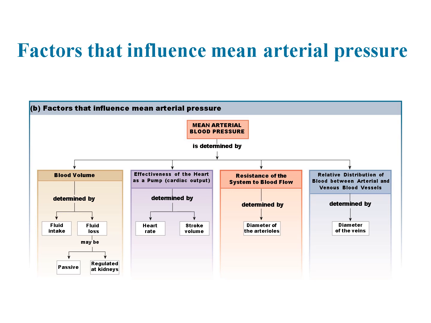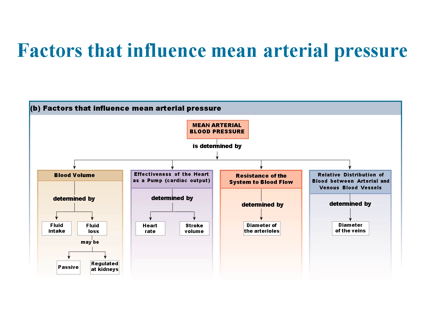Finally, the relative distribution of blood between arterial and venous blood vessels plays a role in determining mean arterial pressure. This is influenced by the diameter of the veins. Veins act as a volume reservoir, holding a large portion of the body's blood. When veins constrict, more blood is pushed into circulation, increasing arterial pressure. When veins dilate, they store more blood, reducing pressure in the arteries.